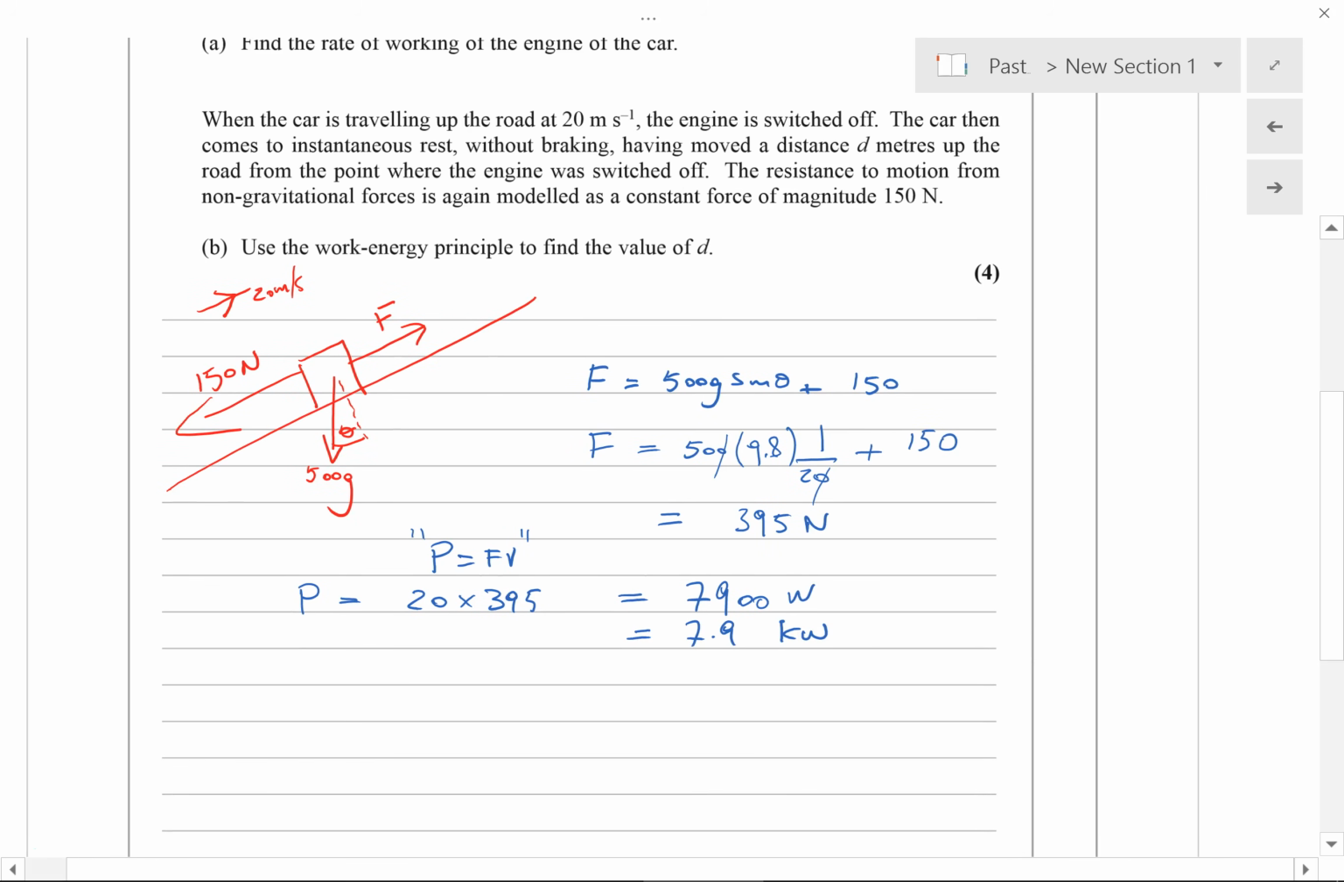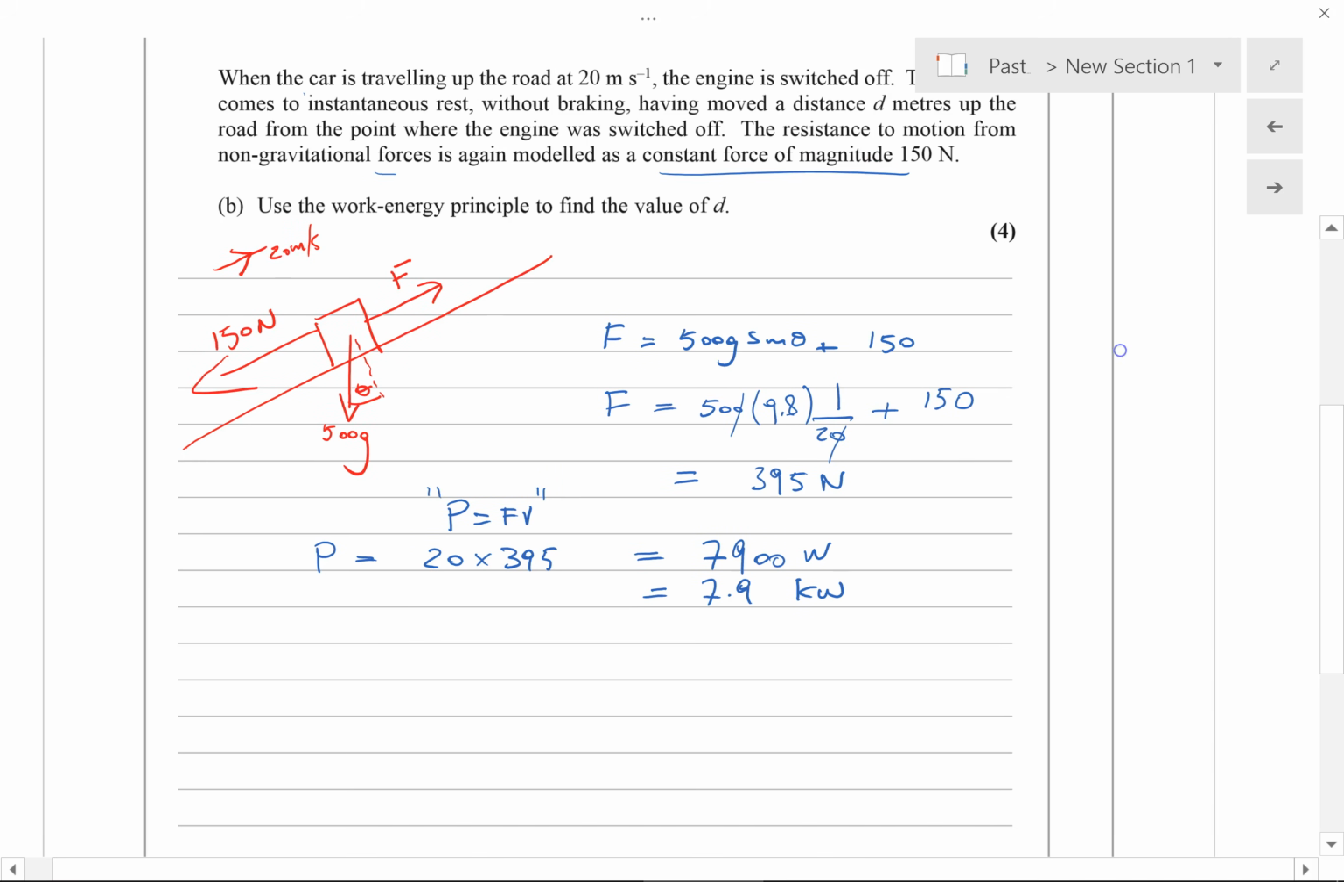Okay, well, that's part A done, so that's quite a nice, easy, standard power question. Then it says, when the car is travelling up the road at 20 meters per second, the engine is switched off. The car then comes to instantaneous rest without braking, having moved a distance d meters up the road from the point where the engine was switched off. The resistance to motion is modelled as a constant force, 150 newtons.